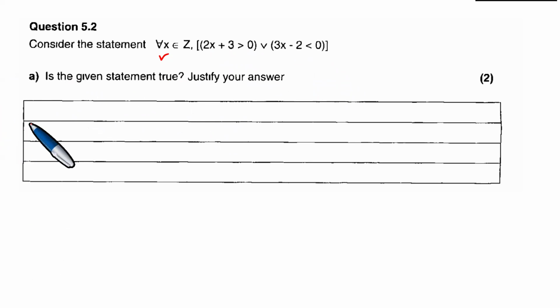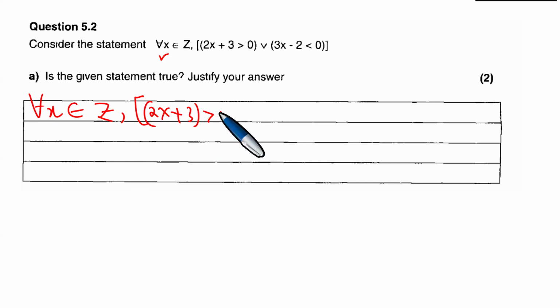So we start: for all x element of that, 2x plus 3 is bigger than 0, or 3x minus 2 is less than 0.